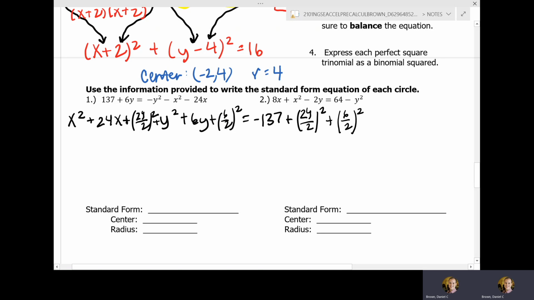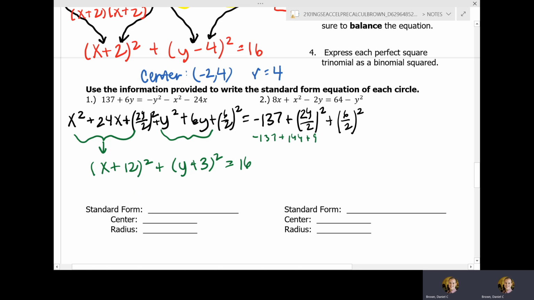So I rearranged it, I grouped my y's together, I grouped my x's together, then I balanced it, adding that b over 2 squared to both sides for both variables. And then I'm not going to do the shortcut when it comes to factoring it. This is going to become x plus 12 squared plus y plus 3 squared equals 16. This is a negative 137 plus a 144 plus a 9, which is going to give me 16. So that's the standard form with the center at negative 12, negative 3, and a radius of 4.